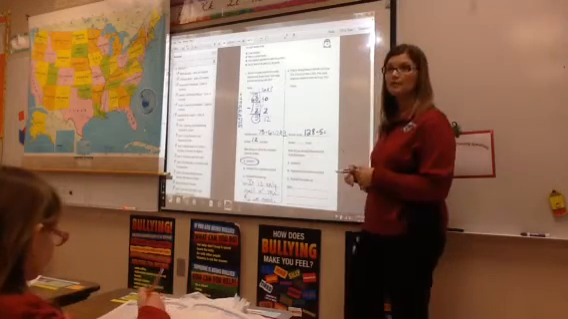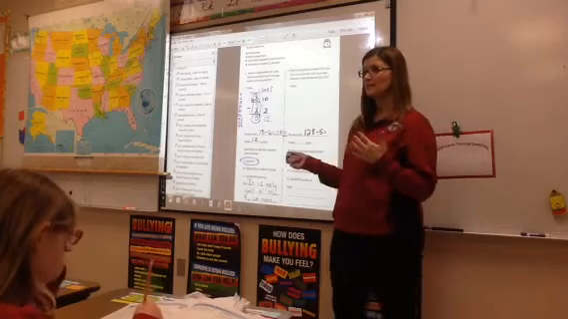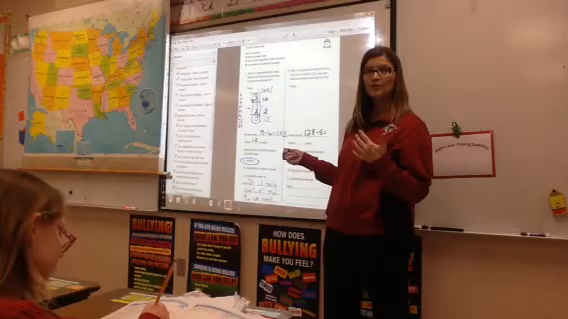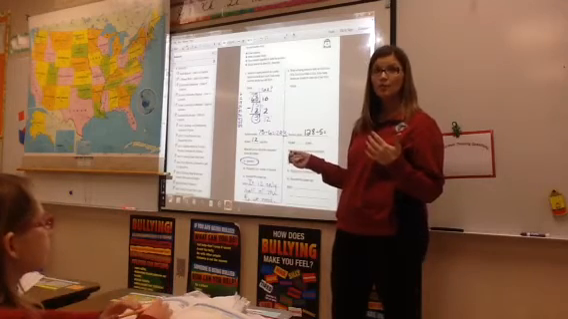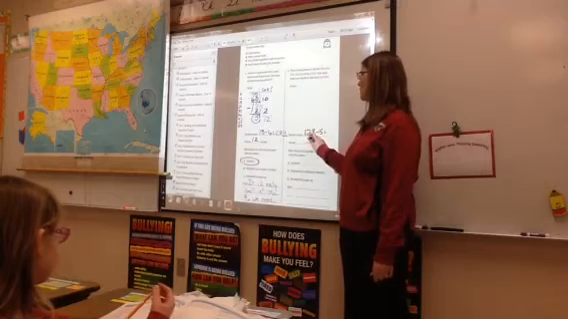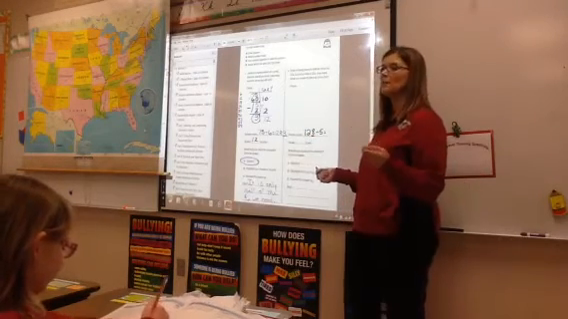Okay, this is a word problem. So I have to think, am I going to have a remainder or am I not? Matthew? You are. How do you know? Every multiple of 5 ends in a 0 or 5. Good. This one does not, so I know there should be a remainder.